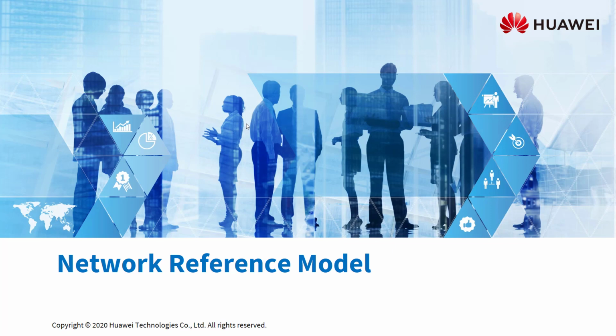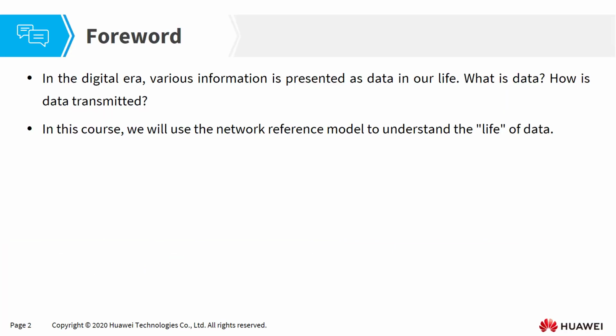However, there is a lot involved between the generation of data, transmission of data, until it comes to the consumption. So we shall talk about protocols and a lot of other processes involved. In this chapter, we use the network reference model to bring all those things to light, bit by bit, stage by stage, breaking down a rather complicated process into smaller tasks that could be understood in a top-down or bottom-up kind of flow. In the digital era, various information is presented as data in our lives.